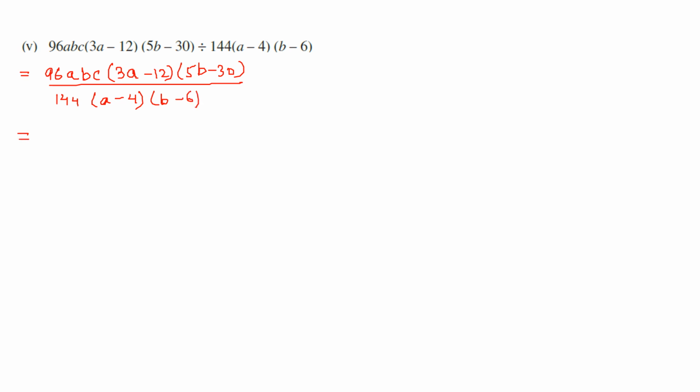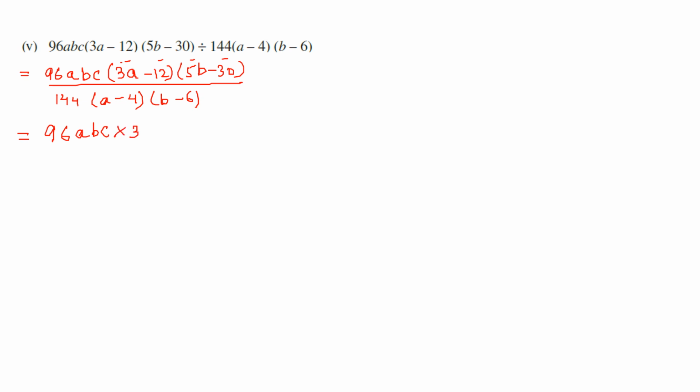Now, if you can see from here, in the numerator part, we have 3A minus 12. So in 3 and 12, the common factor is going to be 3. And in 5 and 30, both 5 and 30 come in the table of 5. So I can take 5 common. So let's take common.